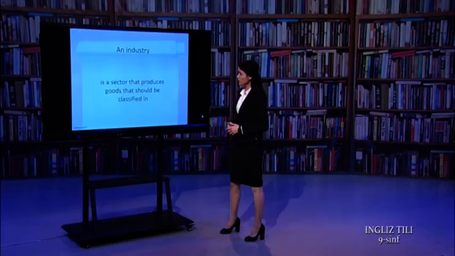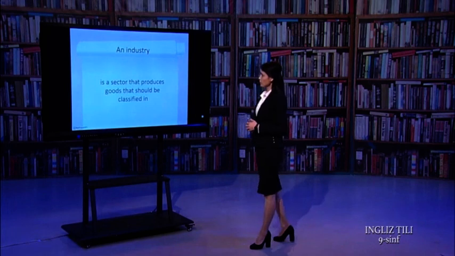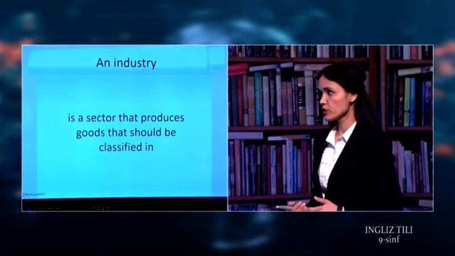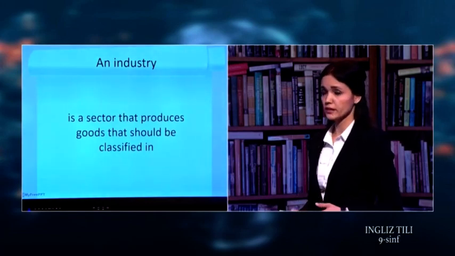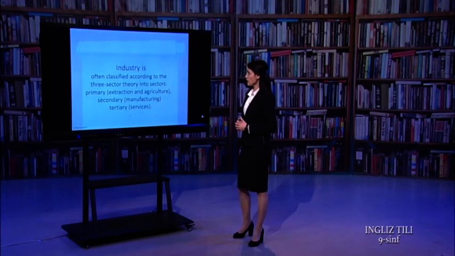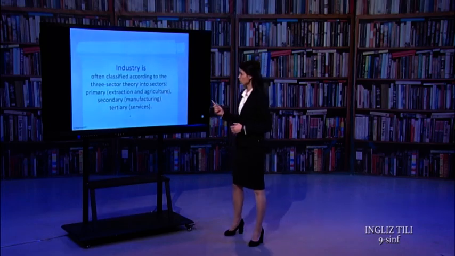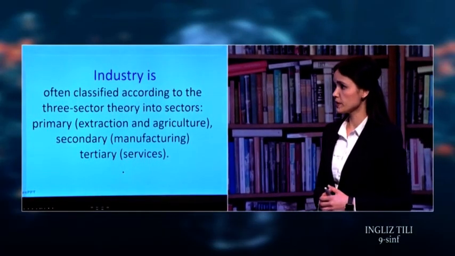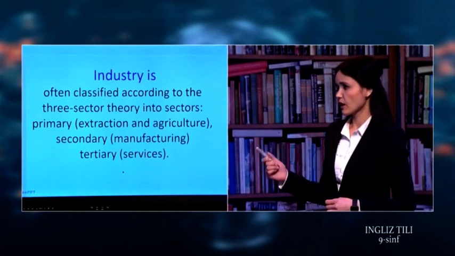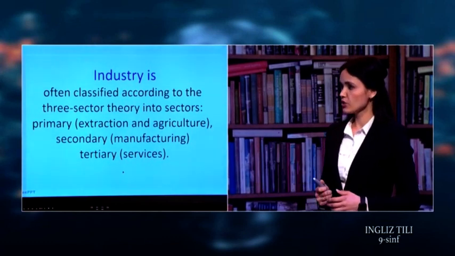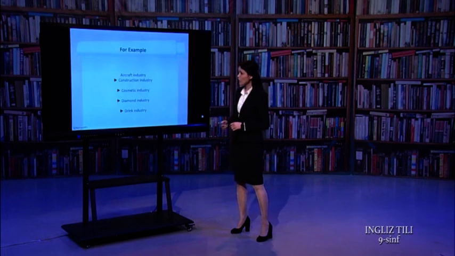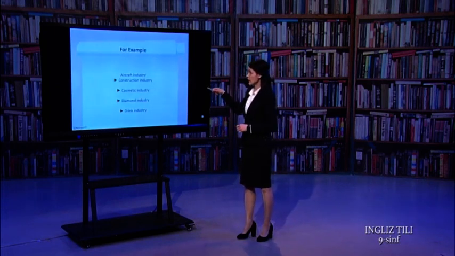Well, industry. This is a definition of industry. Industry is a sector that produces goods, often classified according to the three-sector theory in sectors. Primary, which means extraction and agriculture, secondary, manufacturing, and tertiary, services. Services we'll cover in the next slides.